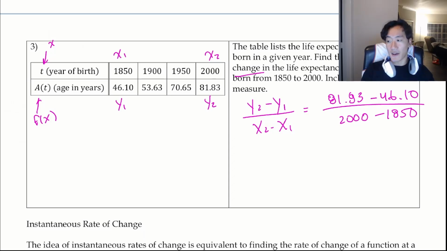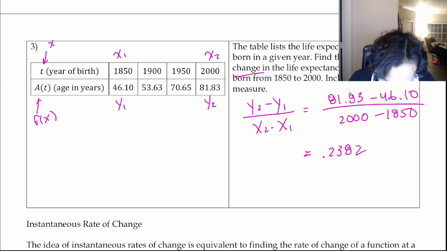And I'll probably just use my calculator here to reduce this. But here, give me 1 second. I'm using my calculator now. All right, I should be back. I finally calculated it. Right. After putting it into the calculator, I got 0.2382. Right. And I should also include the unit of measure. In this case, well, what is it? Average rate of change in life expectancy. Well, it shouldn't just be age in years, right?